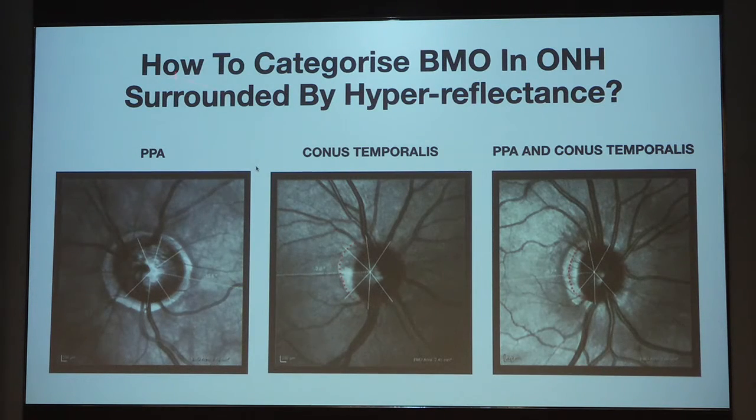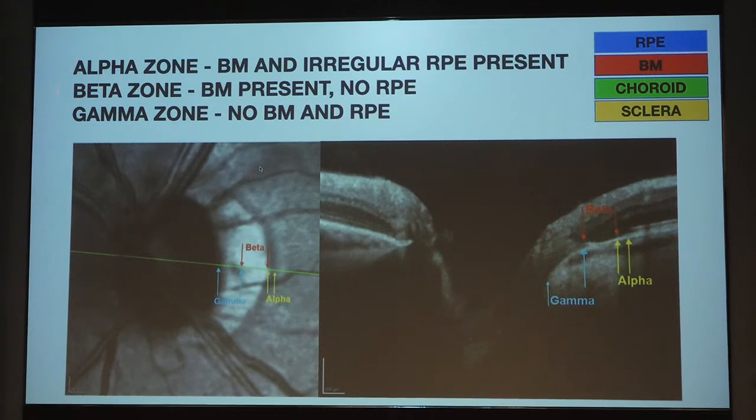So how to categorize this hyperreflectance? We have alpha zone, beta zone, and gamma zone. Alpha zone, BM is present, and irregular RPE is present. In beta zone, only the Bruch's membrane is present. So that means in alpha zone, we have the RPE and the Bruch's membrane, and in beta zone, we only have the Bruch's membrane. In gamma zone, no Bruch's membrane and no RPE. We'll have only the choroid and sclera.